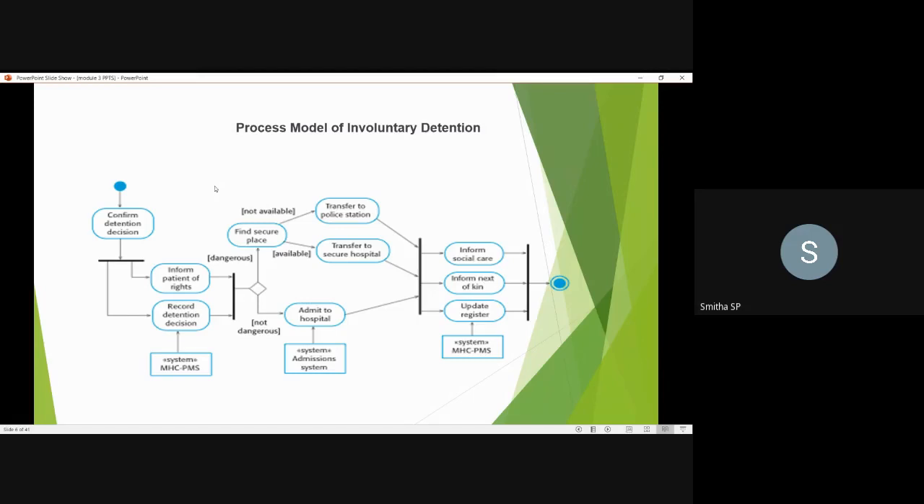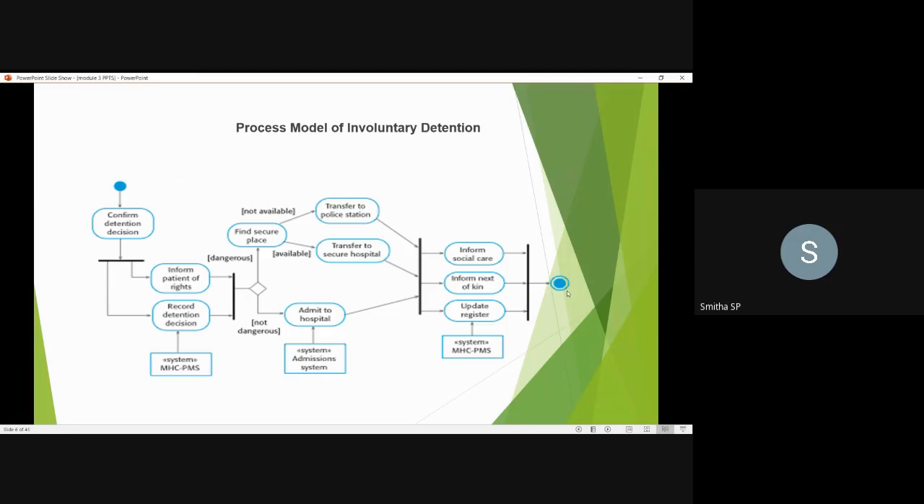The start of the process is indicated by a filled circle. You can observe a blue filled circle, which represents the start of the process. Next, the end of the process is indicated by a filled circle within a circle. Here you can observe a filled circle inside another circle. So this indicates the end of the process.